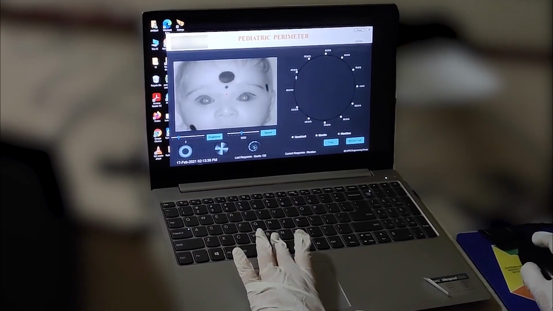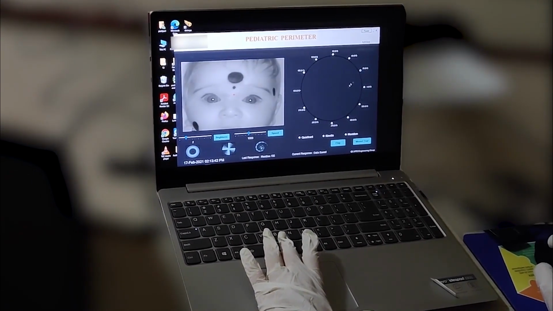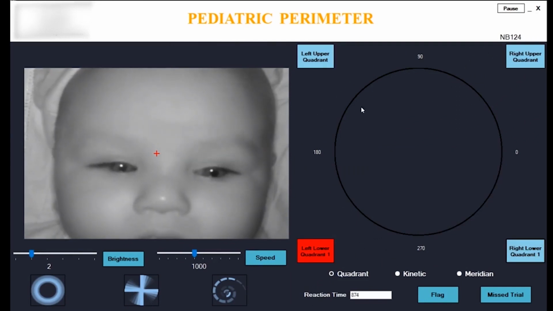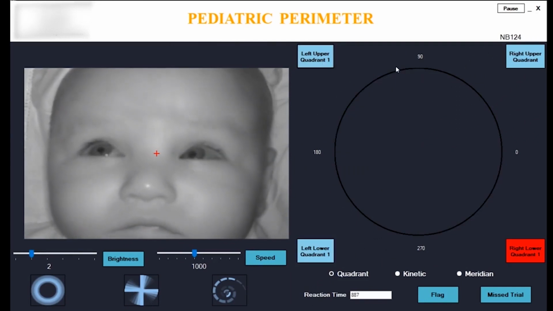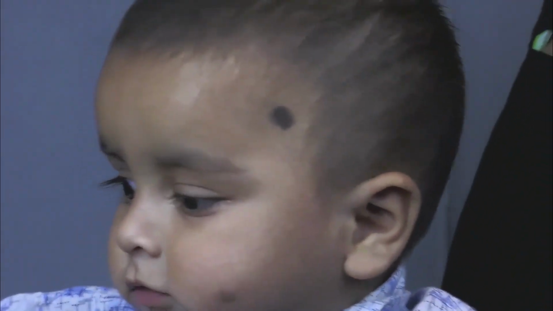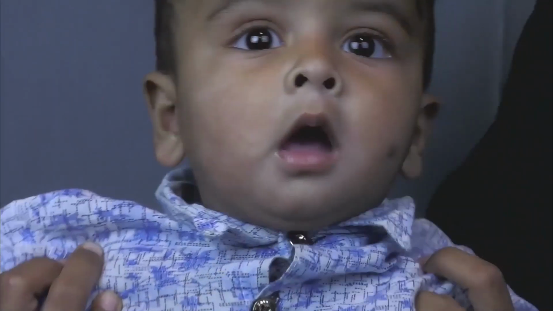The infant's response to a stimulus can be recorded by a button press by the examiner. The infant's response is detected by observing the gaze, that is, eye or head position. In this video, we present a case of a 4-month-old boy accompanied by his mother to participate in a larger study to test visual fields. The mother complained of the infant having a droopy eyelid in the left eye since birth.